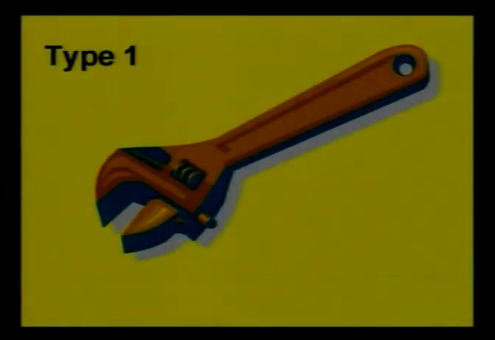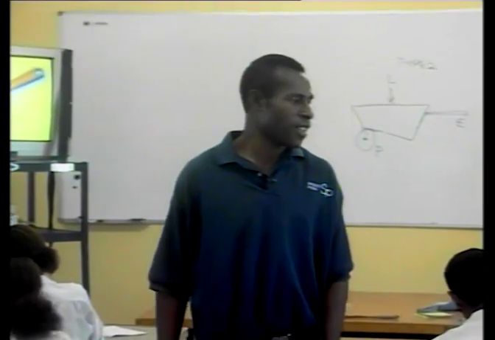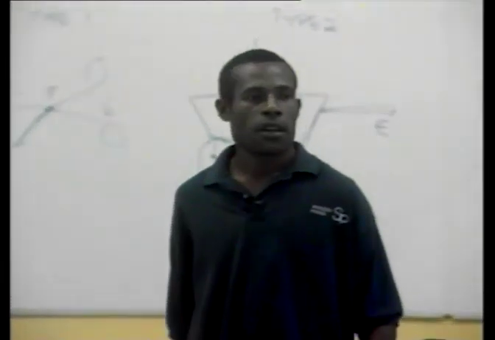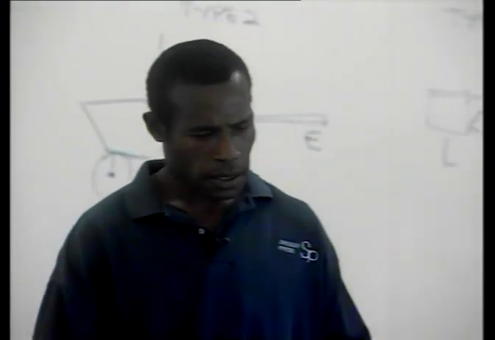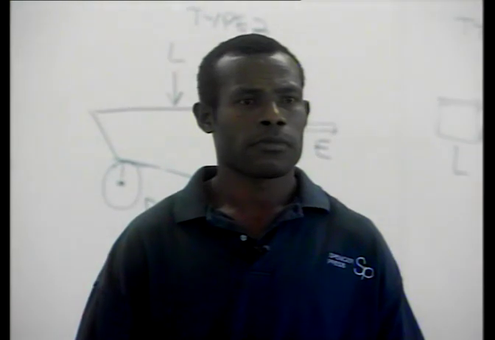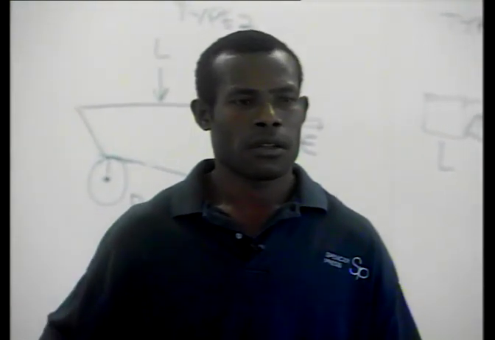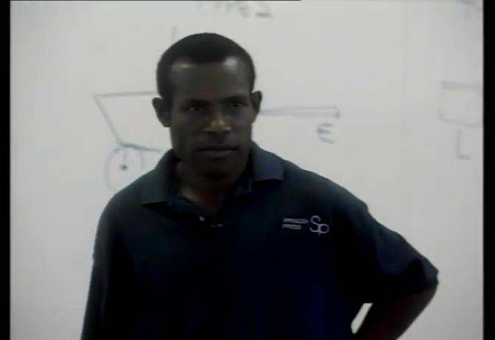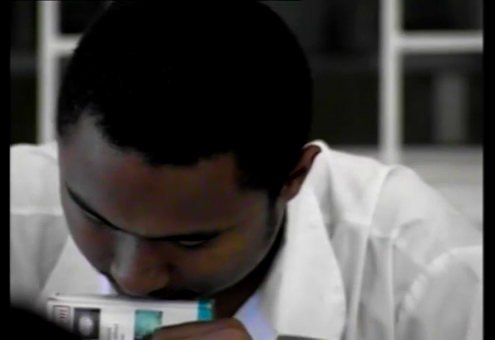Pliers. Okay, wheelbarrow. Type 2. Type 2 is correct, and we'll have the next, that is pliers. Nathaniel. Type 1. Okay, let's have a look at it, whether it is type 1. Okay, yeah, that is correct.